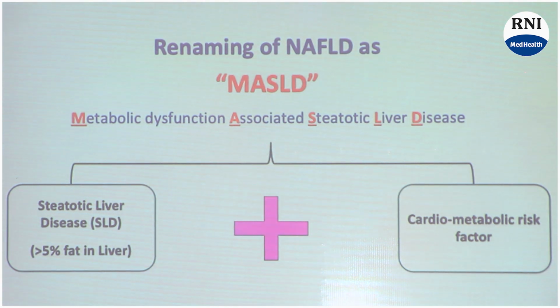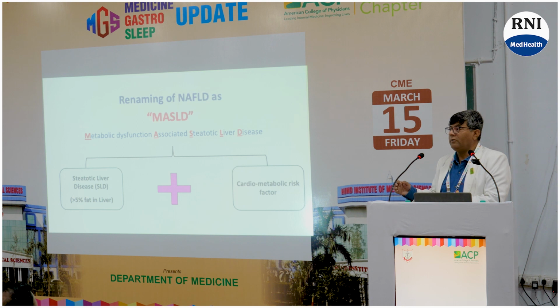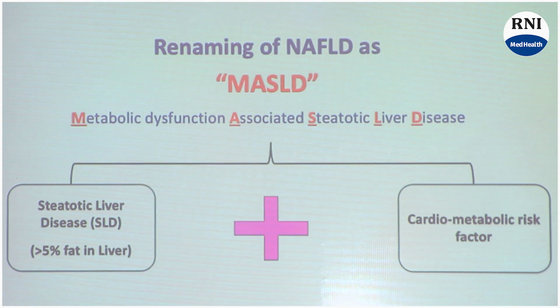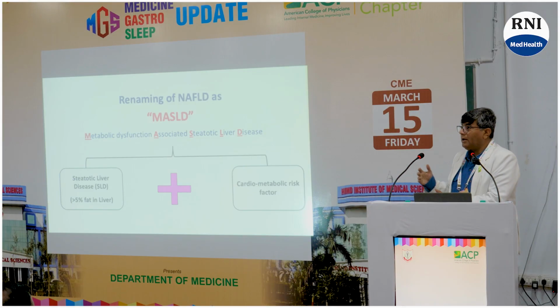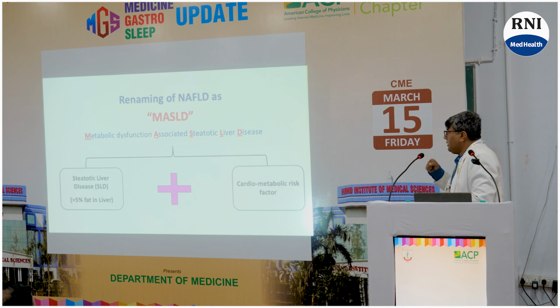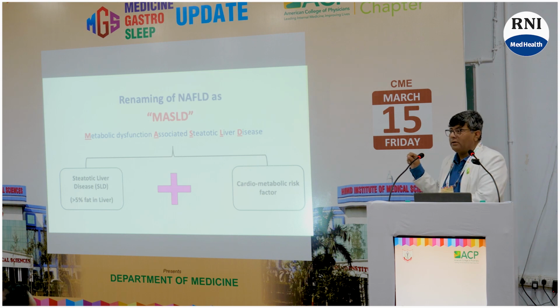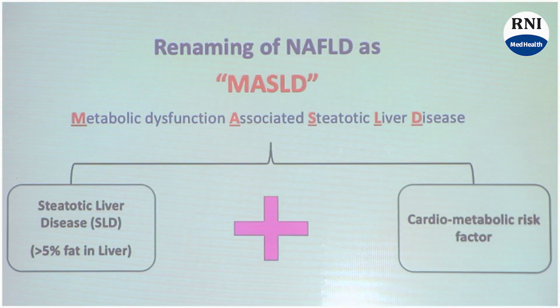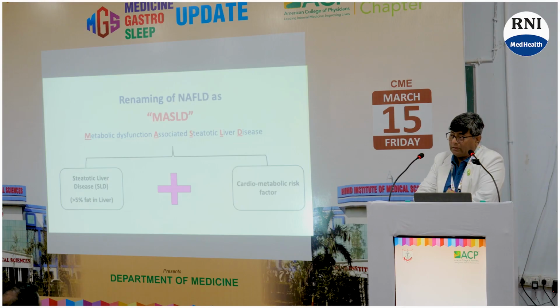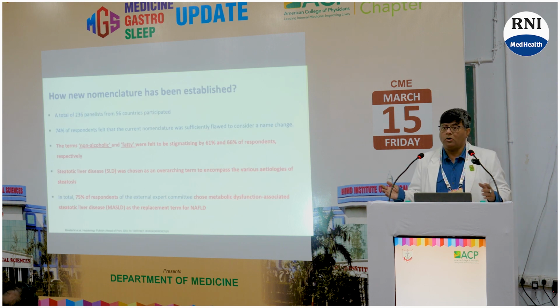Now, what is very important for renaming and defining this MASLD? When we were talking about NAFLD, it was enough for us that the liver has fatty deposition of more than 5% of its total space. But once we associate it with the metabolic reason, it is very important that some metabolic disease must be associated with that. So, steatotic liver disease means fatty deposition of more than 5% fat in the liver, associated with cardiometabolic risk factors. Those may be related to insulin resistance, obesity, hypertension, or dyslipidemia. If any of those cardiometabolic risk factors is present, we shall call it MASLD.